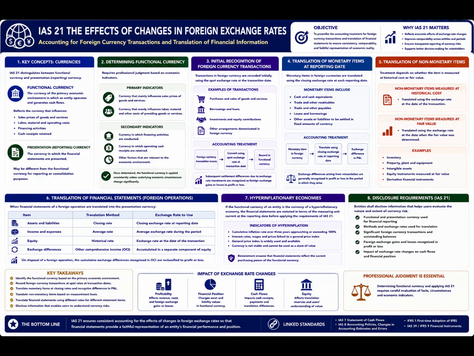An entity may choose to present financial statements in a currency different from its functional currency for reporting or consolidation purposes. Distinguishing between these currencies is essential because functional currency determines how transactions are measured initially, while reporting currency governs how financial statements are translated and presented to external stakeholders.